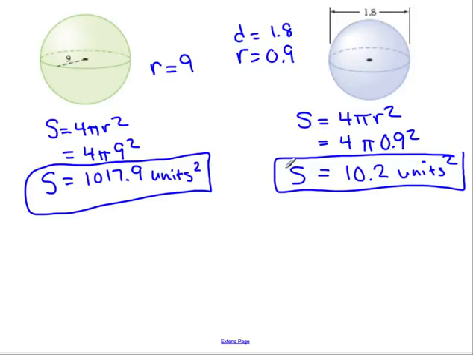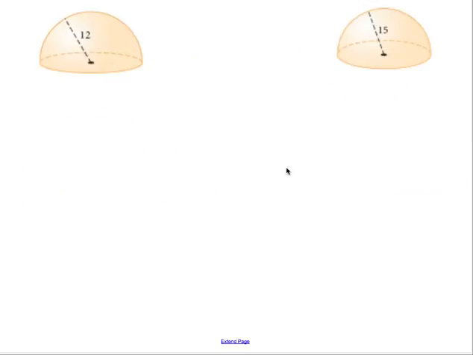The next problems are a little bit different. They work with hemispheres again. So a hemisphere is actually half of a sphere. If you think about this like a melon, you just slice the melon in half. Here's half of it over here, maybe. So here's the idea. We have one melon right here, and it has a radius of 12.